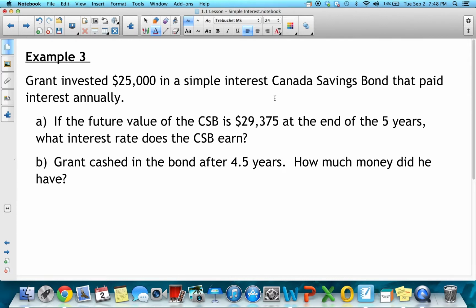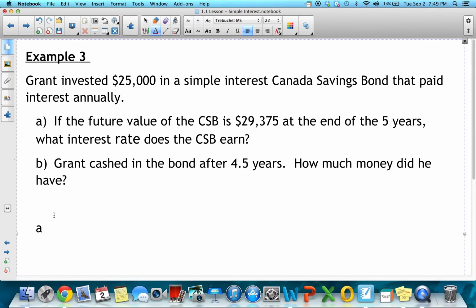So we're still looking at the same formula here, grade 12s. The only difference is that now instead of looking for our time, we're looking for our rate. So my formula is going to be the same. My amount is going to equal my principal plus my principal times my rate and time. The amount that it grows to is $29,375. The principal I started with was $25,000. The rate is what I'm looking for, and the time is 5 years.